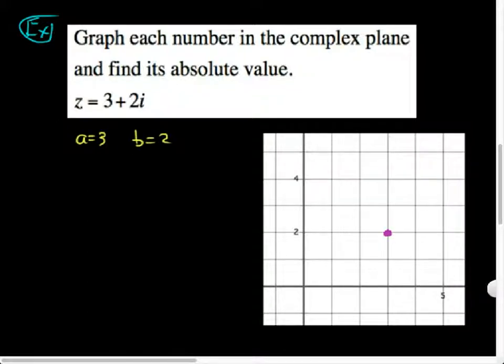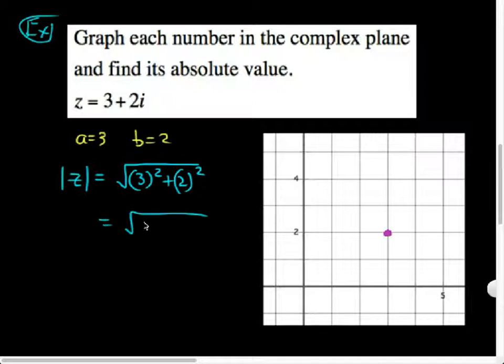If I want to find the magnitude of z, I keep saying magnitude, I apologize there. The absolute value of z, that'd be the square root of 3 squared plus 2 squared. And man, you guys could just do Pythagorean theorem for days. For days. So that's the square root of 13.